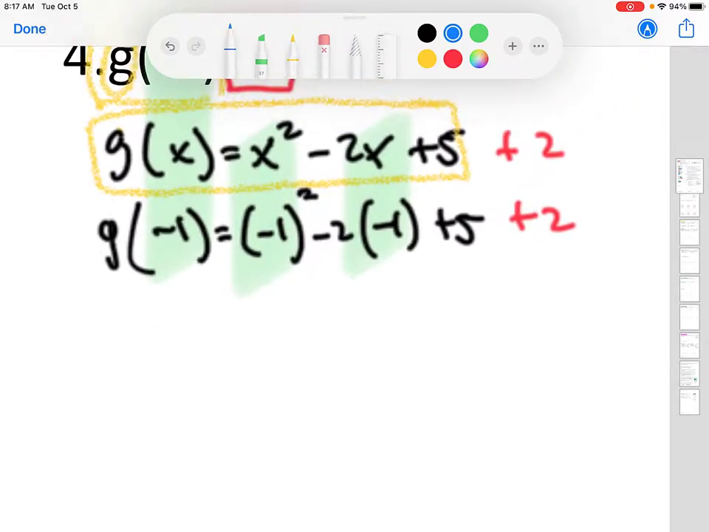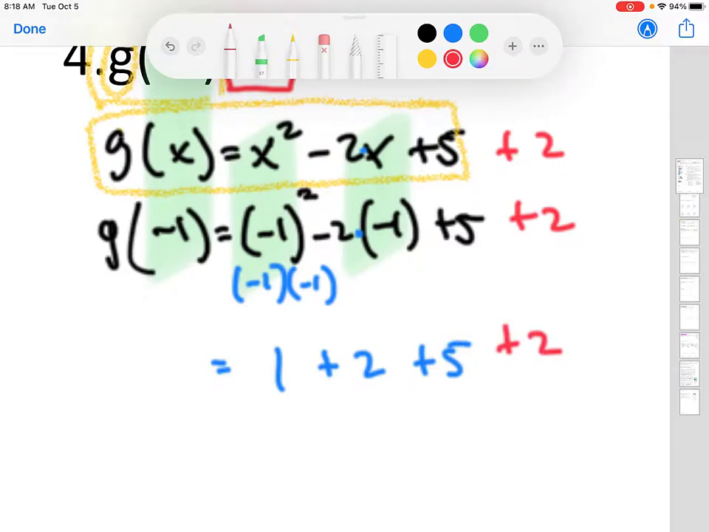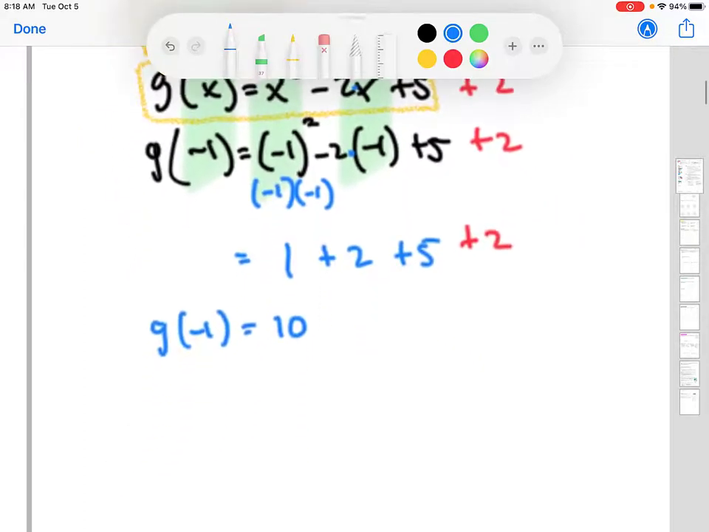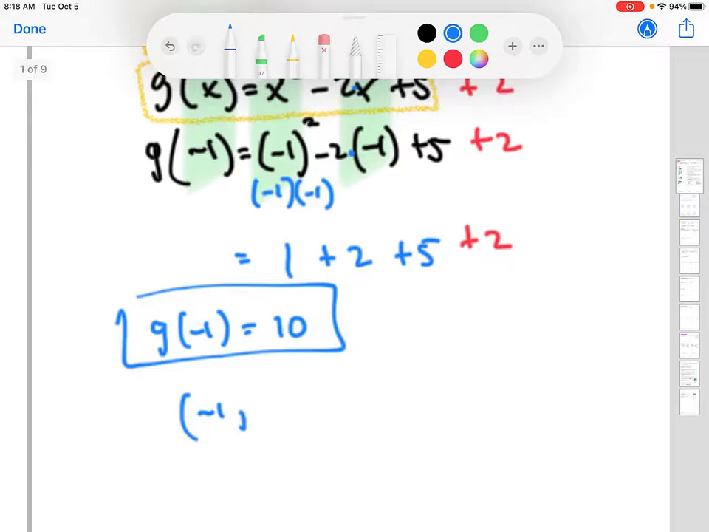Okay, I'm just going to simplify using order of operations. I see parentheses and exponents. Negative 1 times negative 1, that's what it means, right? So you have positive 1. Remember, this is multiplication here, so that's negative 2 times negative 1, which is 2. Positive 2 plus 5, and don't forget that plus 2. And so if I finish the problem, 1 plus 2 plus 5 plus 2 gives me 10. And that would be our answer. G of negative 1 equals 10. And that's just a fancy way of saying the ordered pair negative 1, comma 10.